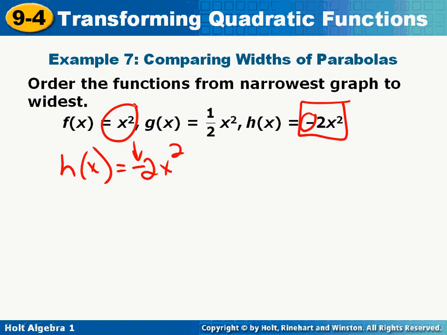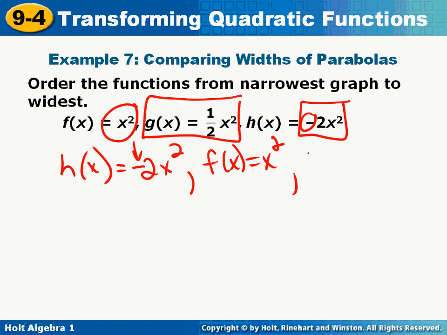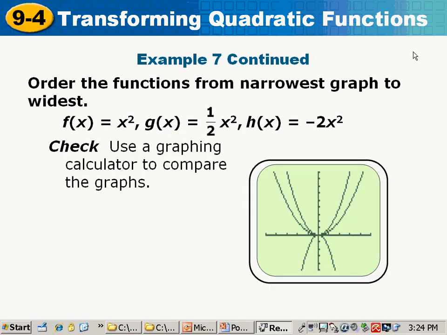The x squared is our norm parabola, and he is the one in the middle. He is x squared or 1x squared. So my f of x equals x squared is the second most narrow. And the fattest of them all is g of x, which is equal to 1/2 x squared. The 1/2 actually makes the graph more wide.